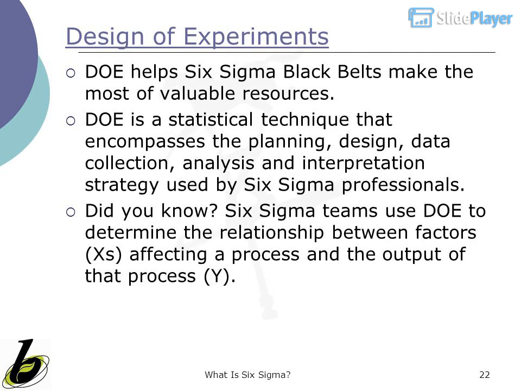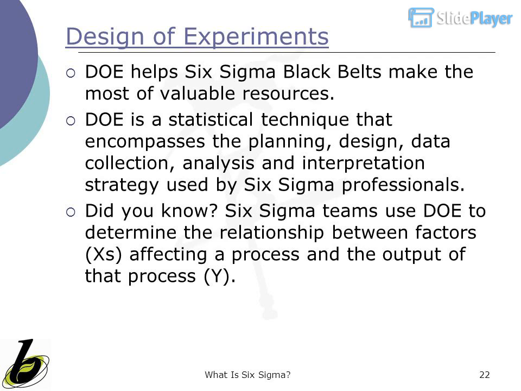What is Six Sigma? Design of experiments. DOE helps Six Sigma black belts make the most of valuable resources. DOE is a statistical technique that encompasses the planning, design, data collection, analysis and interpretation strategy used by Six Sigma professionals. Did you know? Six Sigma teams use DOE to determine the relationship between factors, X's, affecting a process and the output of that process, Y.